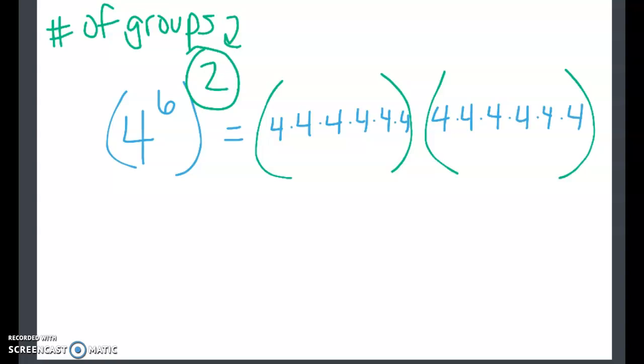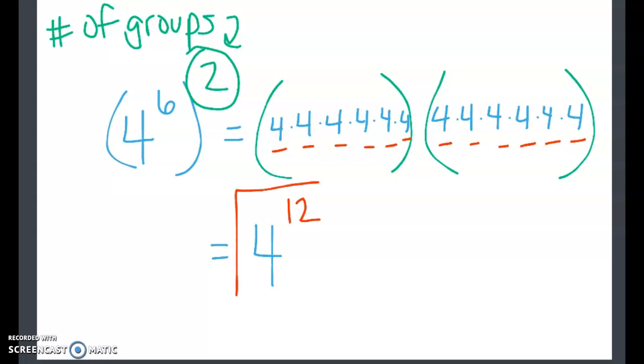So when we have our simplified form, you'll notice that the base is the same, it's 4. And we have our 4 written 1, 2, 3, 4, 5, 6, 7, 8, 9, 10, 11, 12 times. So we have 12 copies of 4. So 4 to the 12th power is our final solution.